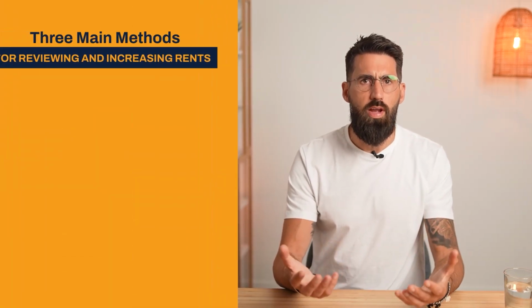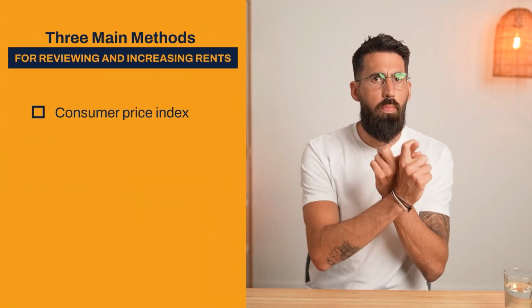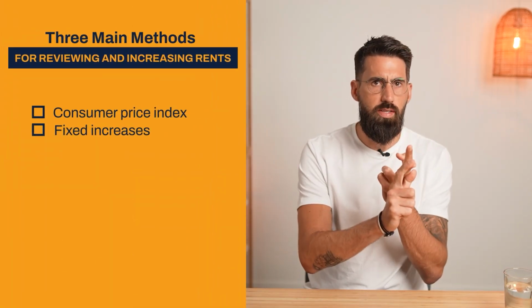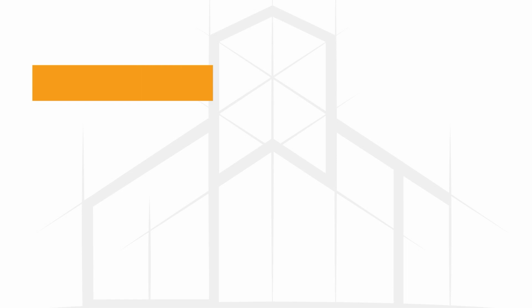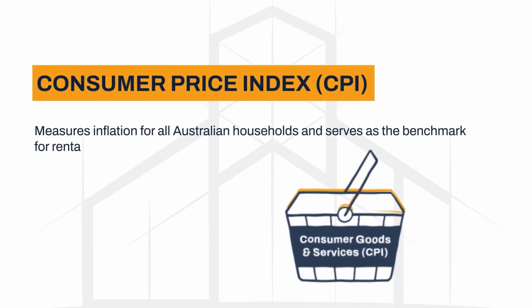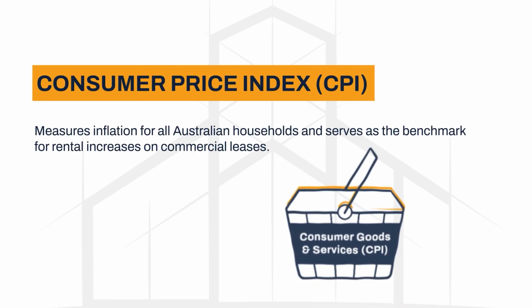There are three main methods for reviewing and increasing rents, which include consumer price index, fixed increases, and market review. Firstly, the consumer price index, or CPI, measures inflation for all Australian households and serves as a benchmark for rental increases on commercial leases. The simplest way to think about CPI is to imagine a basket of goods and services that include all items bought by Australian households.